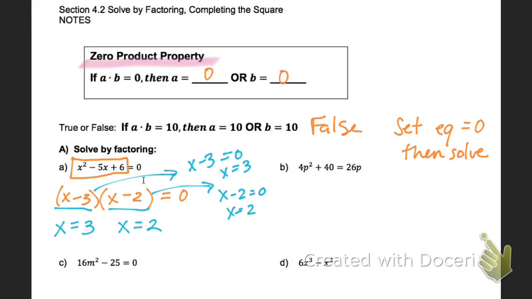Okay, now b, it's not set equal to 0. So what do I need to do? Subtract the 26. So 4p squared minus 26p plus 40 equals 0. Now I'm looking at it. What's the first step always? Step 0. Find a common factor. Can I take anything out? Take out a 2. Does it matter where the 26 goes? I will always put it in the middle because that's how it looks when you're factoring. It has to go in the middle, because it's like descending order.